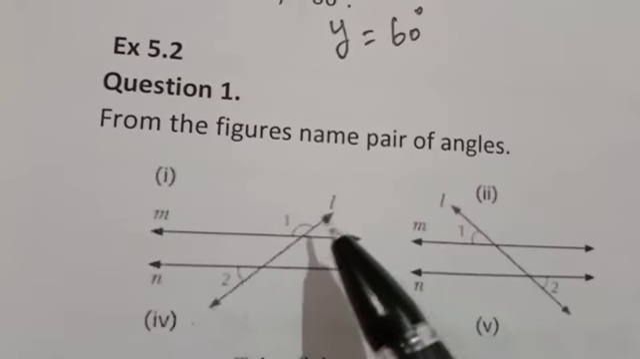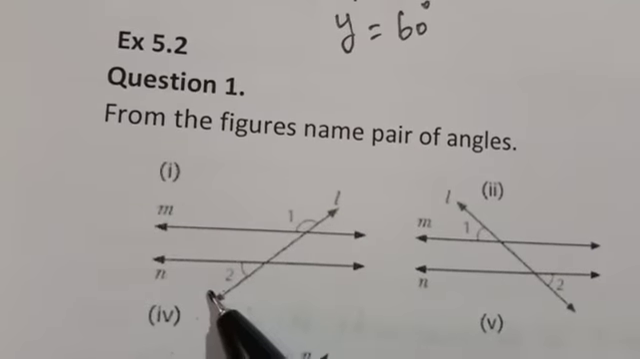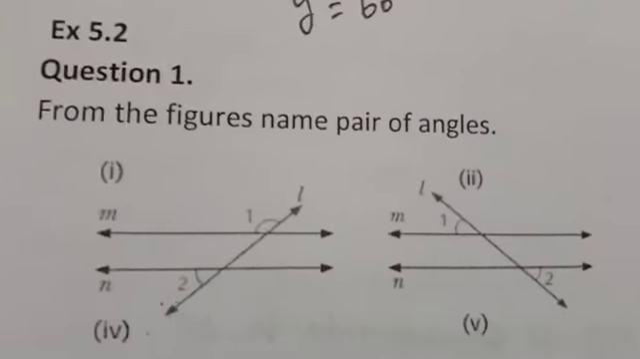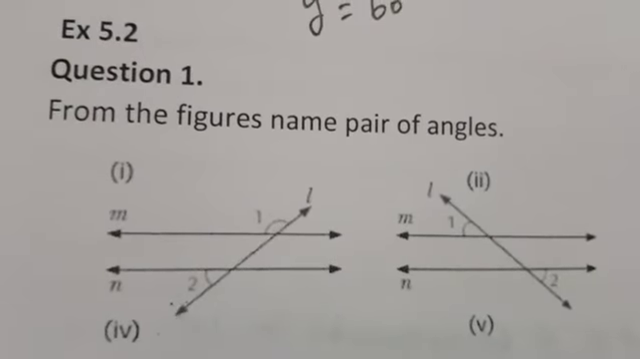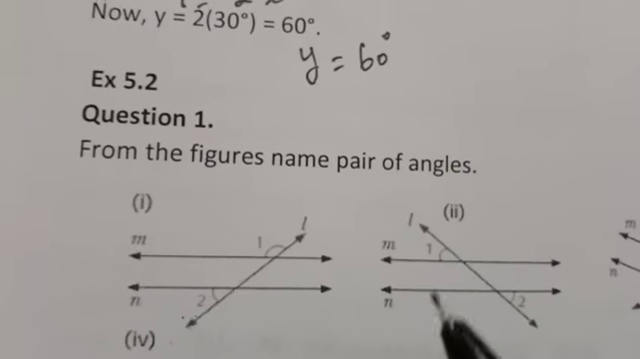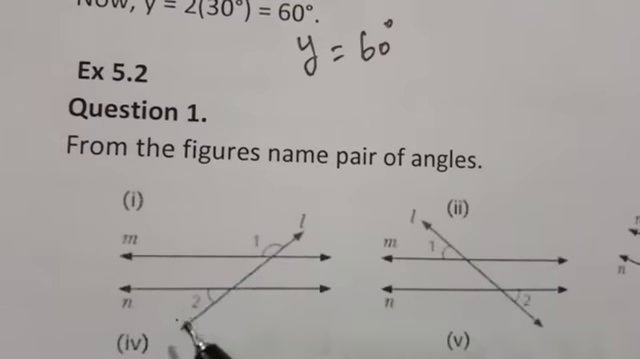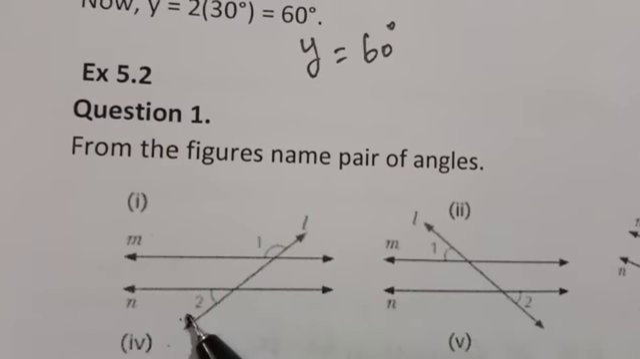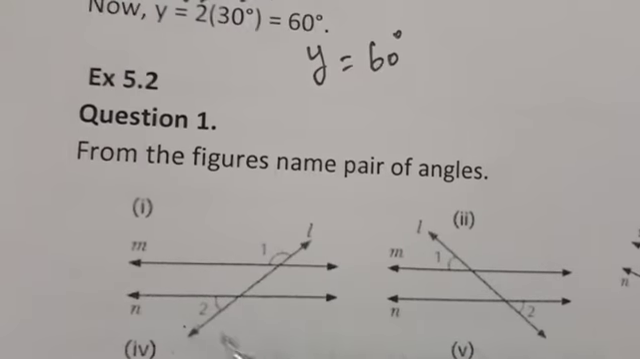Okay. Now you have to give the name for angle 1 and 2. What is the name of angle 1 and 2? Say, students. Yes students, these two are exterior angles, on the same side of the transversal. Exterior angles, and these two lie on the same side.